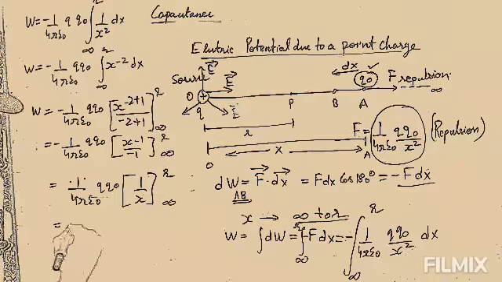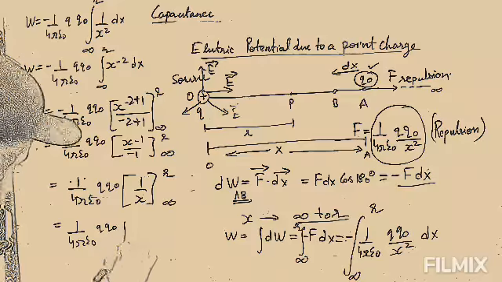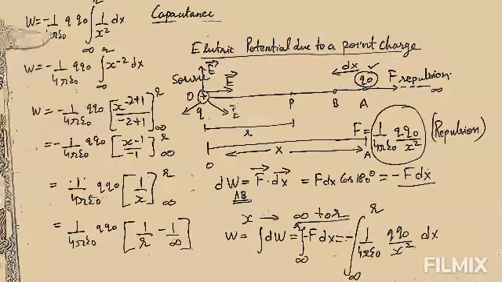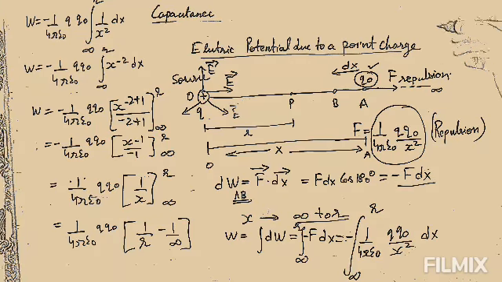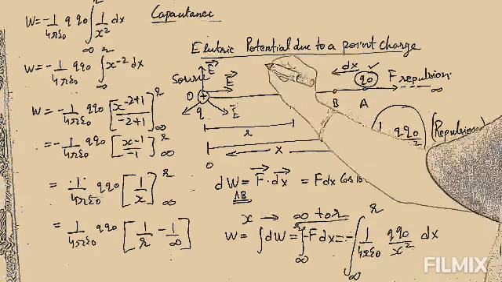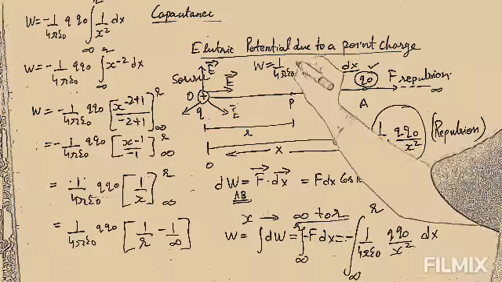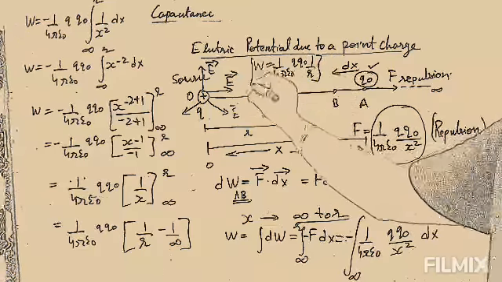The next step, putting up the limits, the last step: 1 by r minus 1 by infinity. Anything by infinity is 0. So our result, I am writing over here, will be W equal to 1 by 4 pi epsilon naught Q Q naught upon R. This is the result of work done.